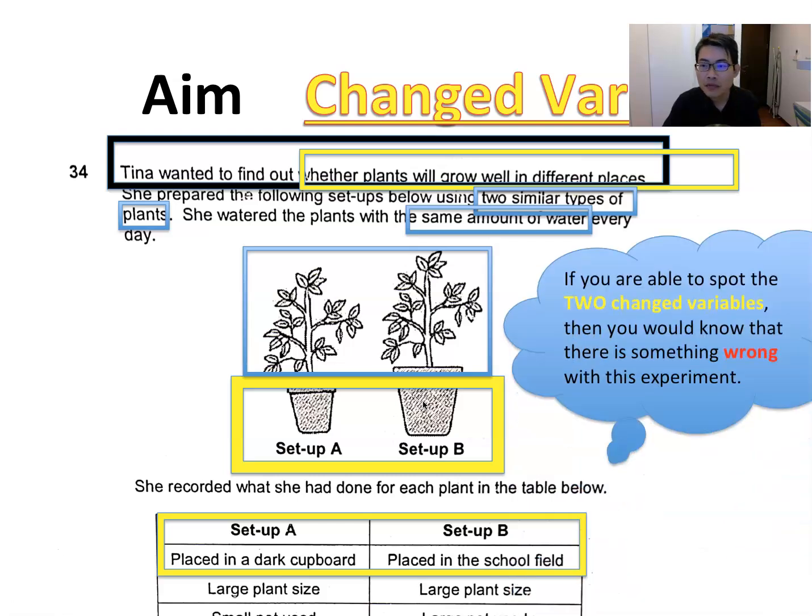Please note that if you can spot 2 change variables, you will know that something has gone wrong with the experiment. So if the question asks you how can you improve, how can you help Tina with her experiment so she can come to a good, fair conclusion, then you can tell her she needs to change this pot to a pot of the same size as setup B. Because having different pots may also mean having different amounts of soil. If there's a different amount of soil, you can also say the plant growth is affected not just by the location, but also by the amount of soil. And then you cannot come to a good conclusion to this aim.